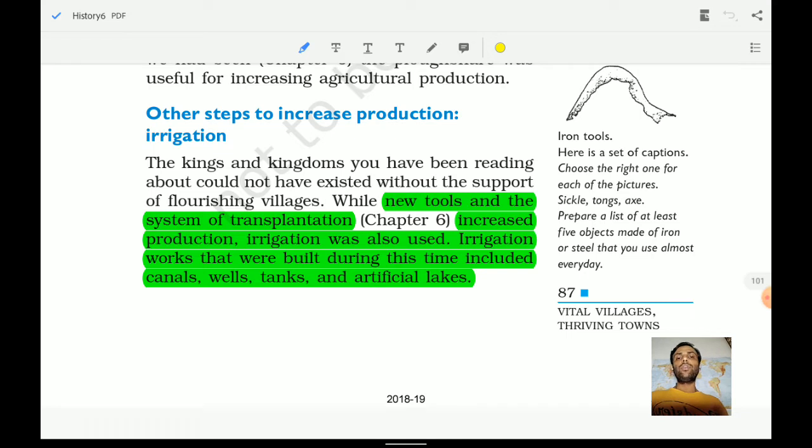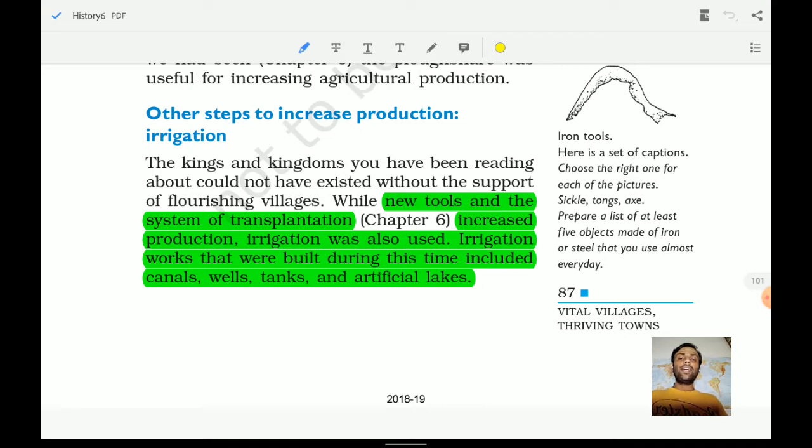If you compare with today's time, we are also focusing on developing crops which are drought resistant and can use less water. But at that time there was no such issue because the population was not that large. That is why irrigation played an important role. Water was easily available, but they needed to channelize that water to the fields or to the towns where they were gradually settling down, right?